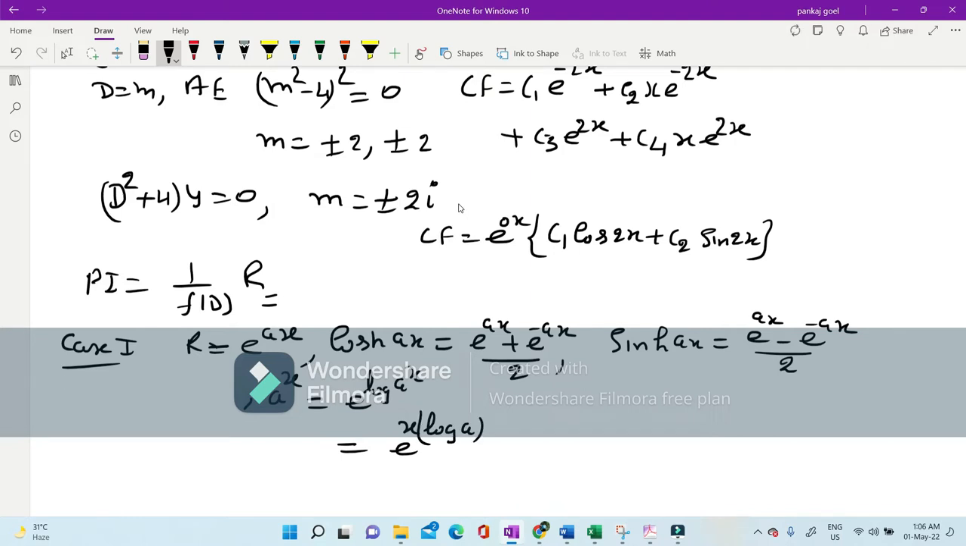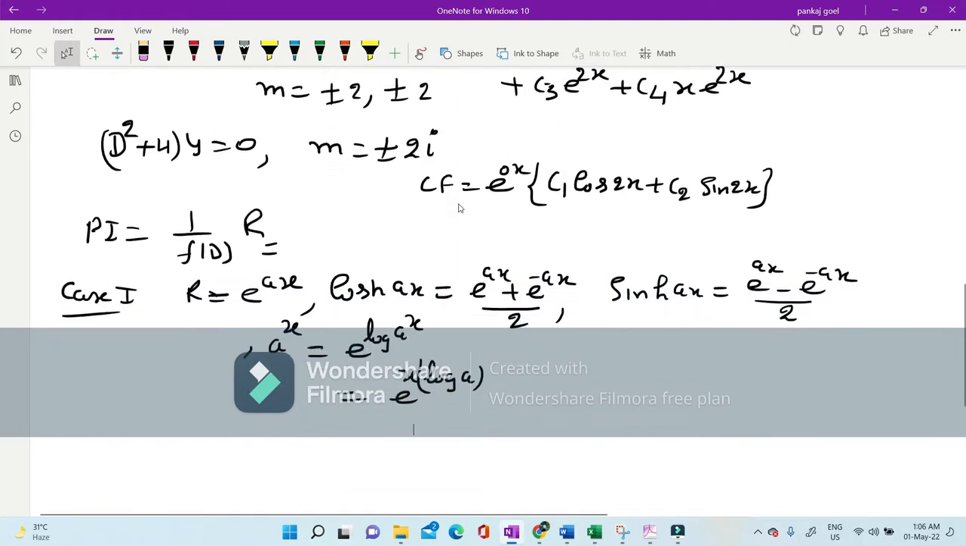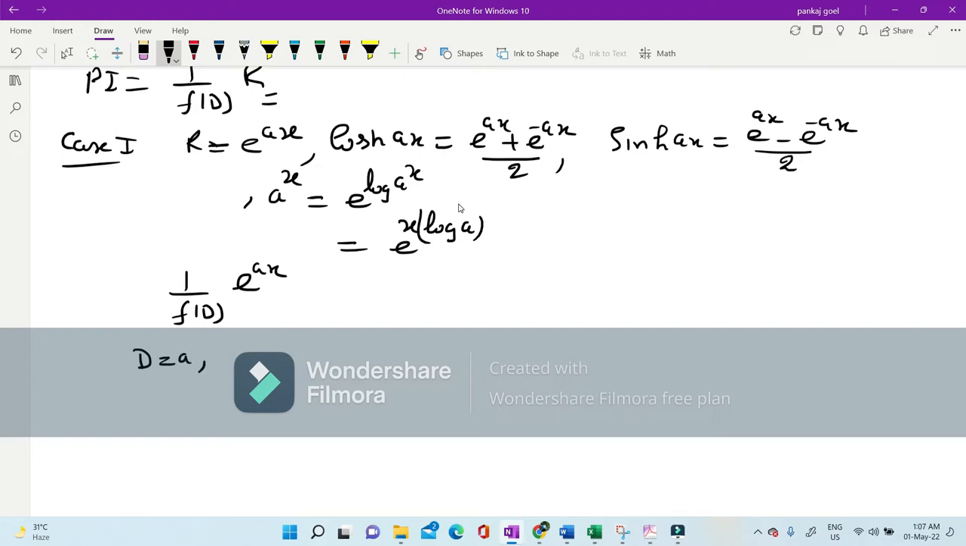Here a can be written as log a. The method of this, we will put d equal to a. We can write the method is 1 upon f of d, e to the power of ax. We can say put d equal to a in the denominator, provided the denominator should not be equal to 0. That means the solution will be equal to 1 upon f of a, e to the power of ax.